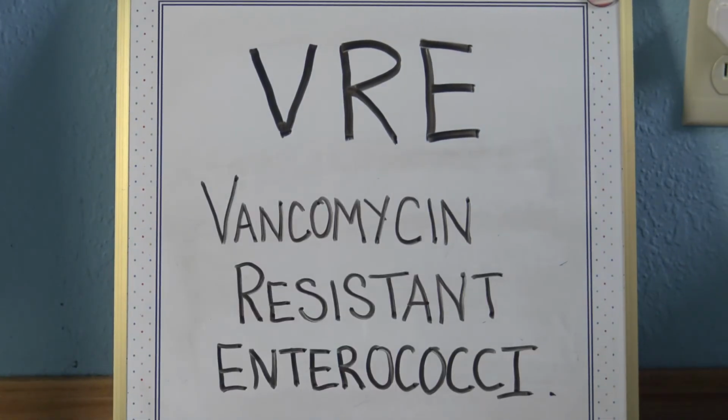VRE. A VRE is vancomycin-resistant enterococci. So, antibiotic resistance occurs when the germs no longer respond to the antibiotics designed to kill them. If these germs develop resistance to vancomycin, an antibiotic that is used to treat some drug-resistant infections, they become VREs, vancomycin-resistant enterococci.